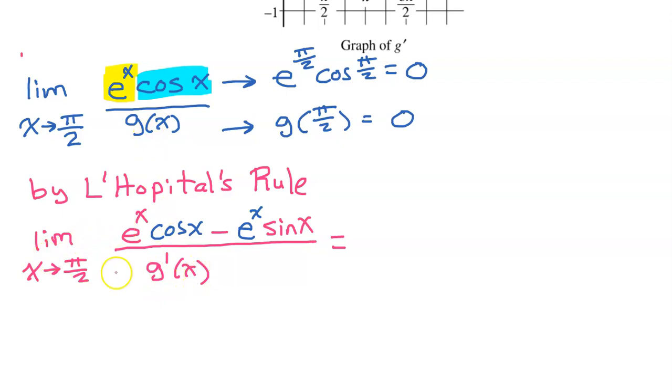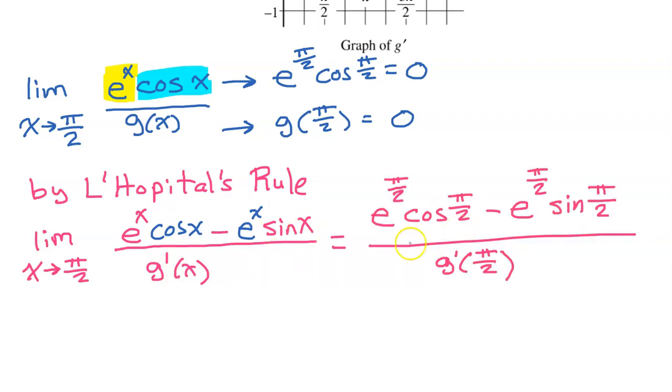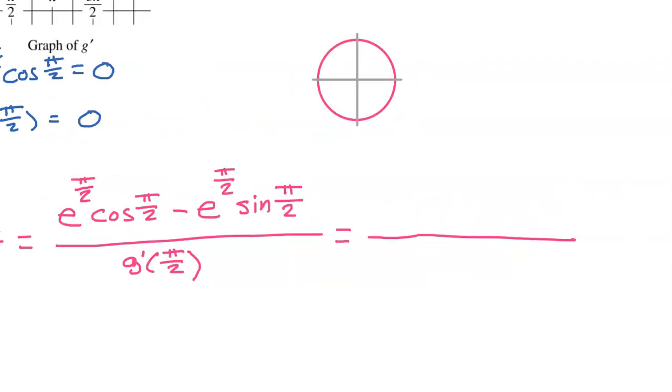Let's try to evaluate this limit by direct substitution. So now we have this. Let's evaluate this term by term. We have e to the pi over 2 power, but cosine pi over 2. Pi over 2 is up here. Cosine is the x value, so that is 0. Minus e to the pi over 2 times sine of pi over 2. Sine is the y value, so that is 1. But what about g prime at pi over 2? What do I do with that?